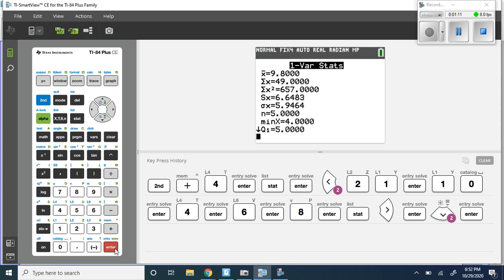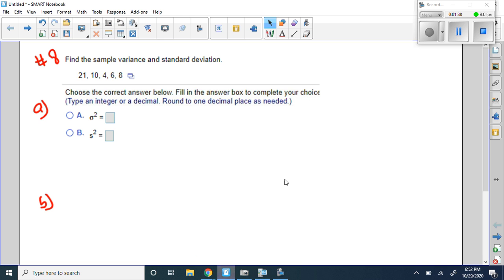And when we do this, what we're seeing is we see our mean, the sum of x, the sum of x squared. S of x is the sample's standard deviation. Mu of x is the population. Well, we need the sample, okay, because it said we had a sample, so that's what we're going to do. Now, that's 6.6483.